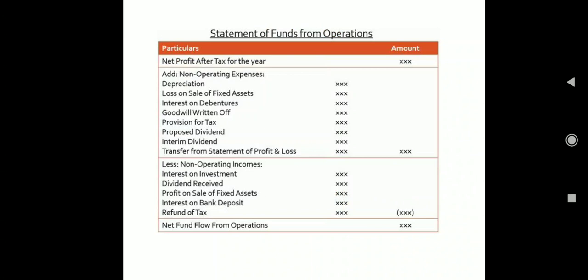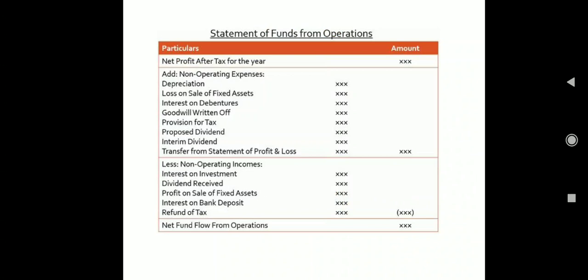Whenever we prepare your trading profit and loss account, in that account we used to add these items. Depreciation is a very simple example of a non-cash item. And I hope you remember, in your profit and loss account we used to take the depreciation, but that is a non-cash item. Because of that, it happens that whatever net profit we get from the profit and loss account is not always going to correctly represent the amount of fund from business operation.